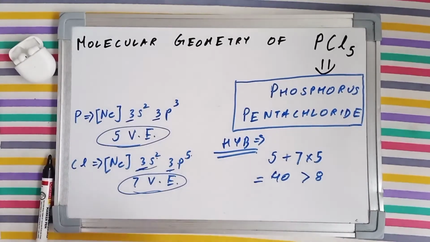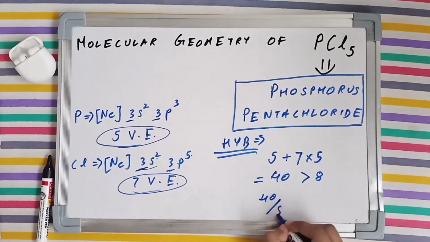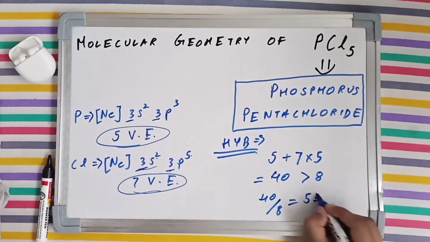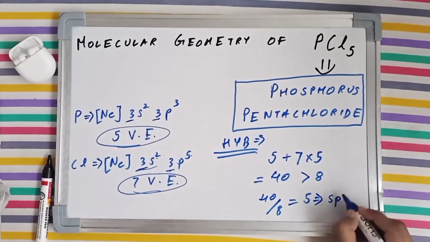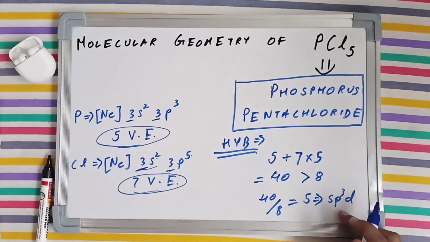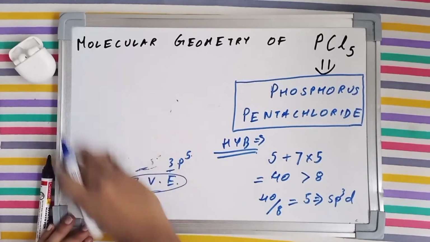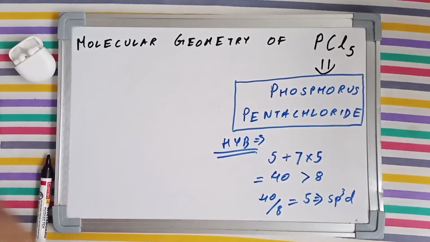Now let's calculate. 40 is greater than 8, so we divide it by 8, which gives us 5, which corresponds to sp3d hybridization. sp3d hybridization means it has a trigonal bipyramidal structure, or you can say trigonal planar bipyramidal. Let's draw, you will get a better grasp of things.